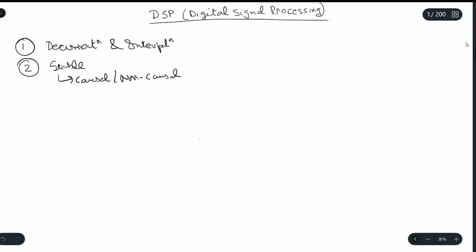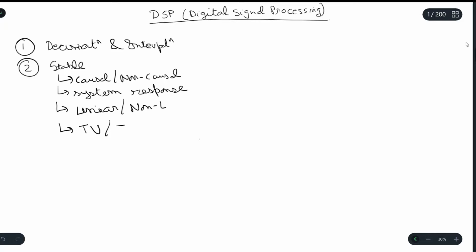and then we will see the system responses, that how we have to find out the system response using different techniques, and we will be seeing whether a system is linear or non-linear, and whether a system is time variant or time invariant.